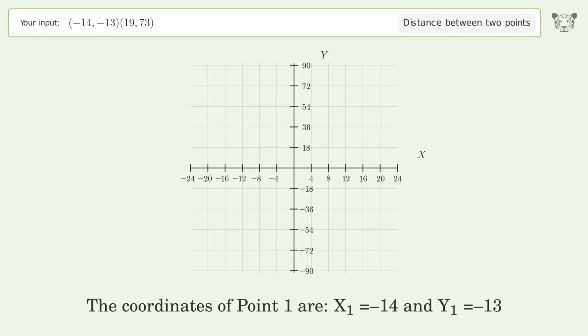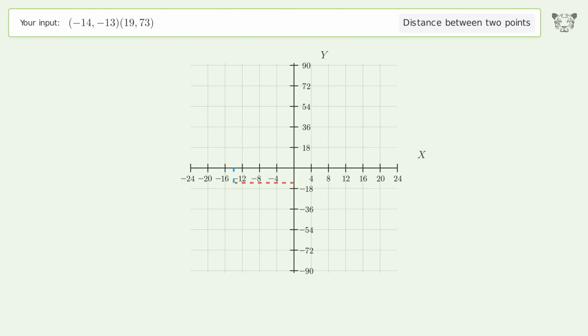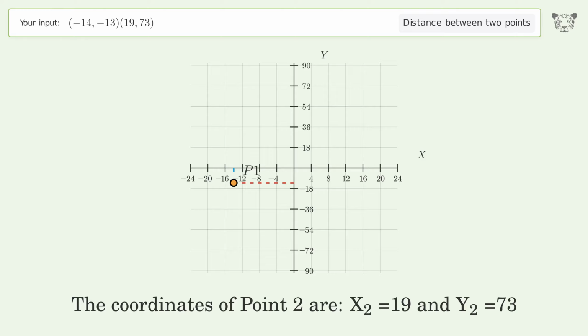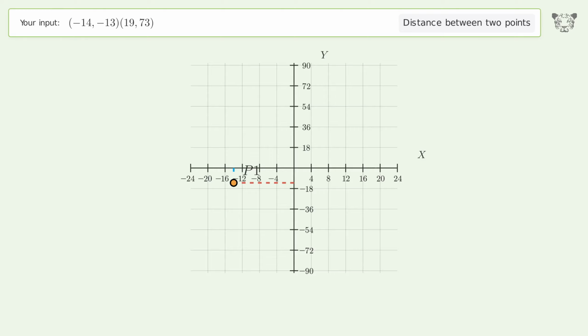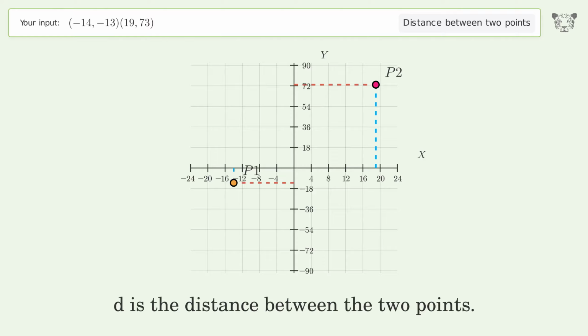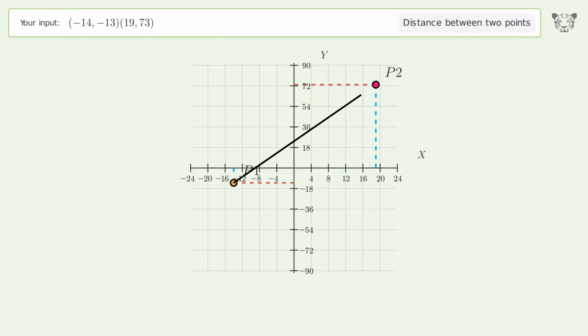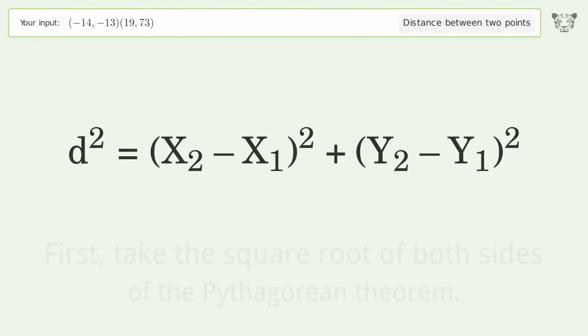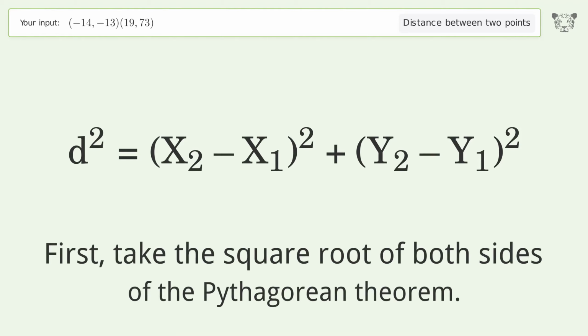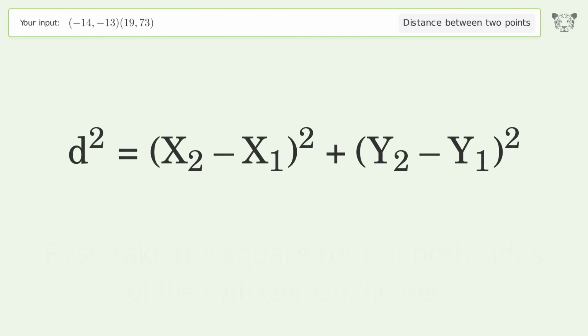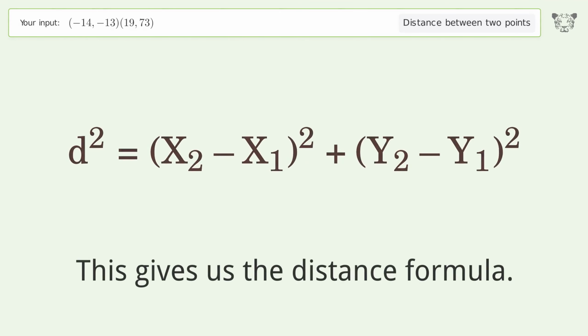The coordinates of point 1 are, x1 equals -14 and y1 equals -13. The coordinates of point 2 are, x2 equals 19 and y2 equals 73. D is the distance between the 2 points. First, take the square root of both sides of the Pythagorean theorem. This gives us the distance formula.